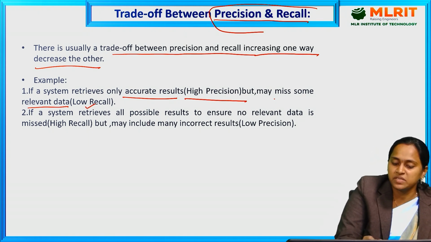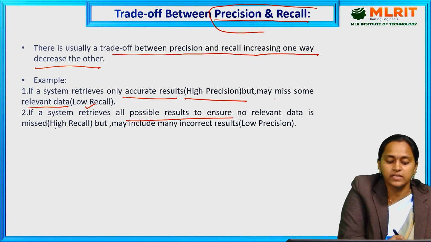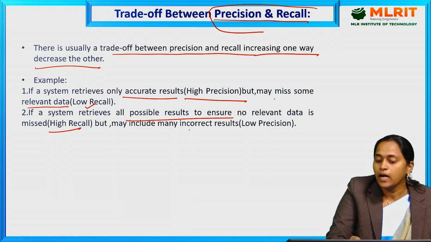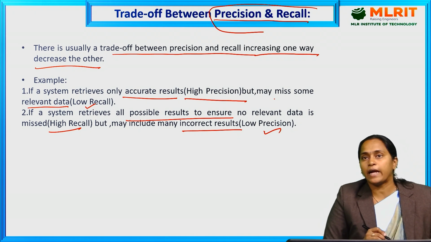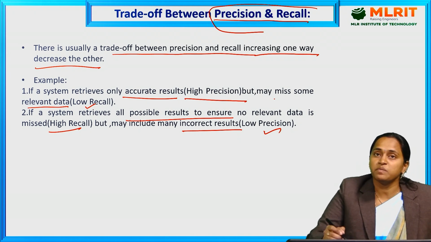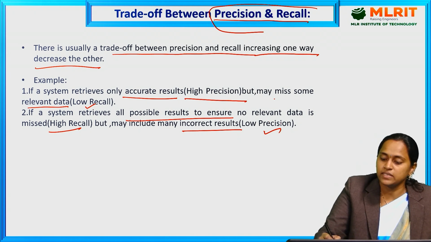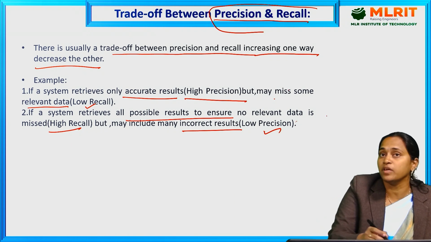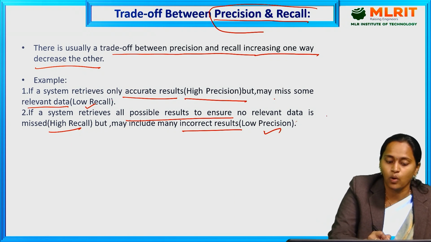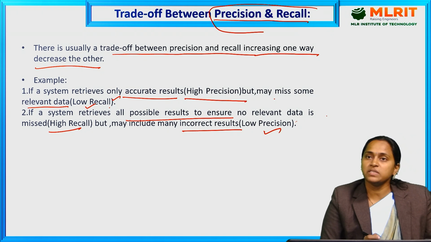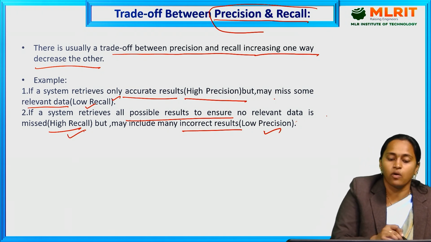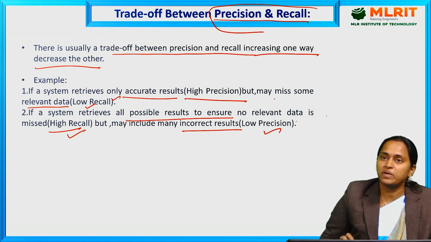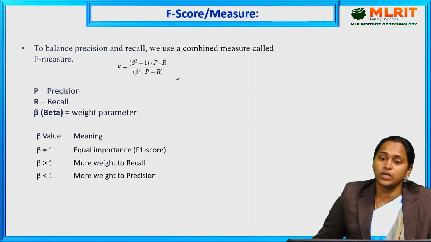Suppose the system retrieves all possible results, it is a high recall, but if we include incorrect results, it is a low precision. That means whenever we get the accurate result, that is a high precision. That means we are not getting incorrect results. If we get incorrect results, that is a low precision. That means we are missing some relevant data, that is a low recall. That means we are not missing any relevant data, that is a high recall. This is all about the trade-off between the precision and recall.